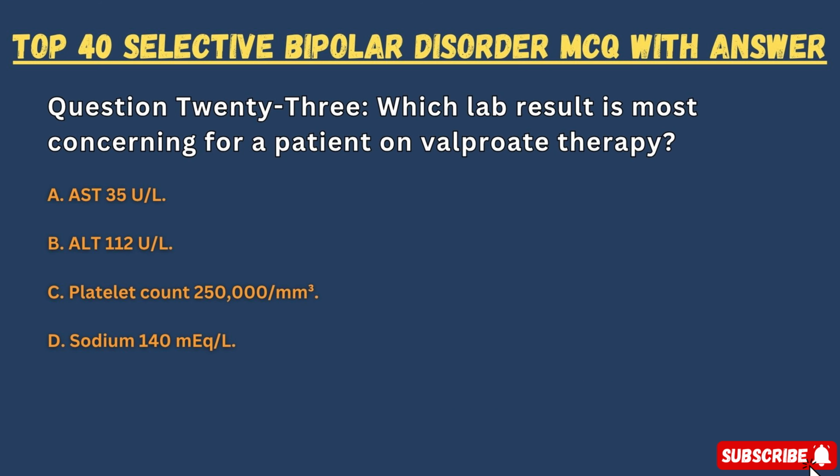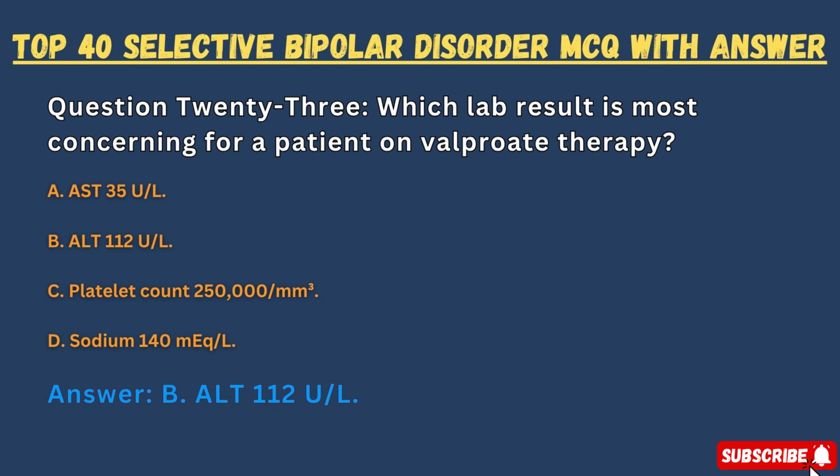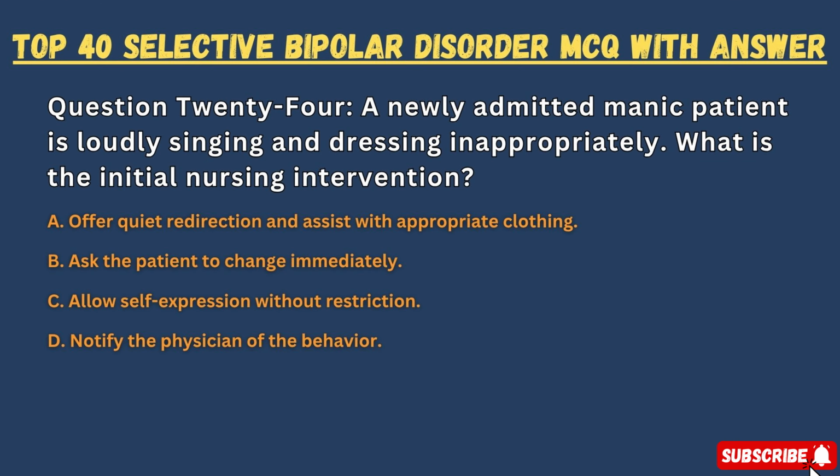Question 23. Which lab result is most concerning for a patient on Valproate therapy? A. AST 35 U/L. B. ALT 112 U/L. C. Platelet count 250,000/mm³. D. Sodium 140 mEq/L. Answer: B. ALT 112 U/L.